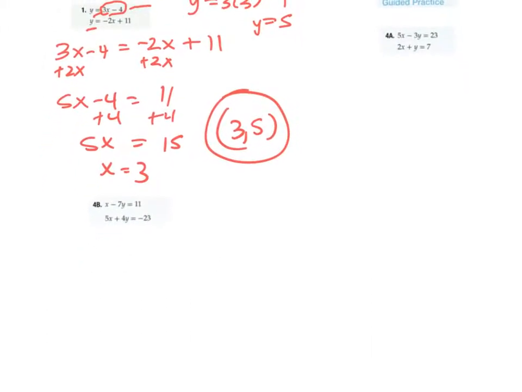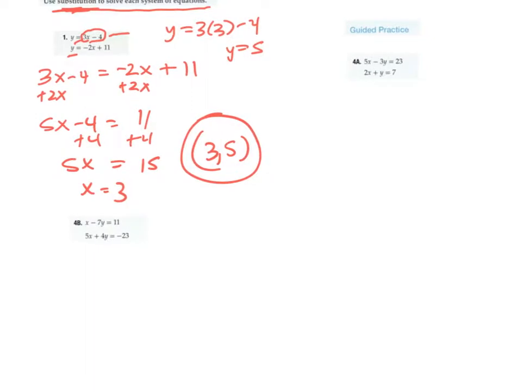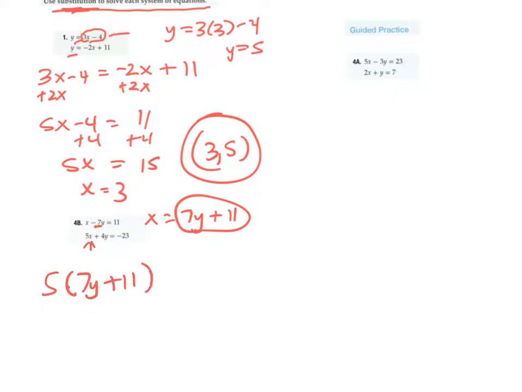So let's look at this example down here. I don't have a variable by itself, but I can easily move the minus 7y over to the other side by making it a plus 7y. So if I change this by just adding it to the other side, I now have a letter by itself that I could substitute in for the x in the other equation. So I'm going to substitute the 7y plus 11 where x is, and then just solve this equation.